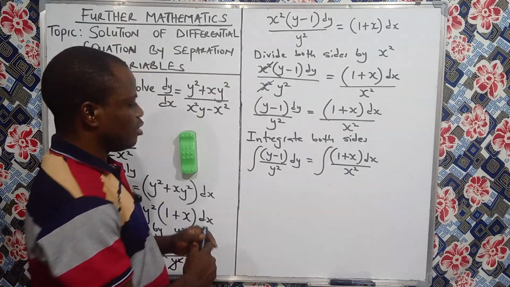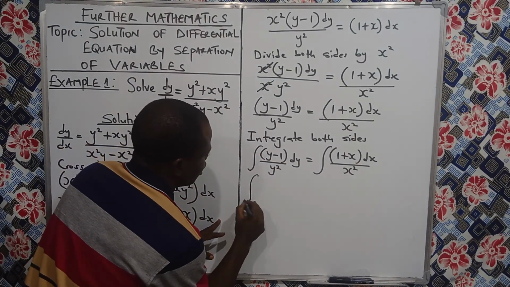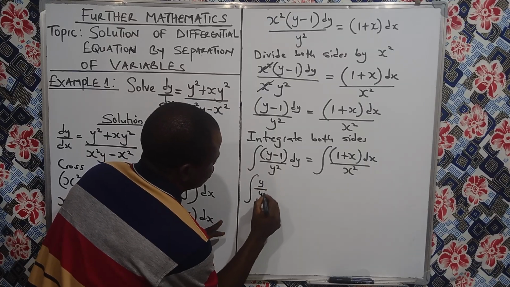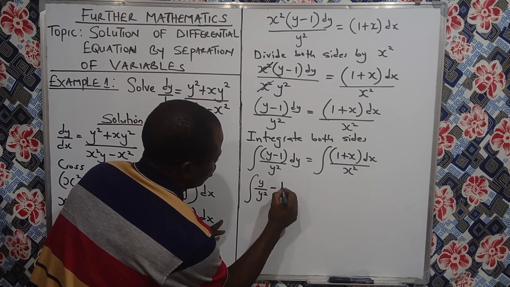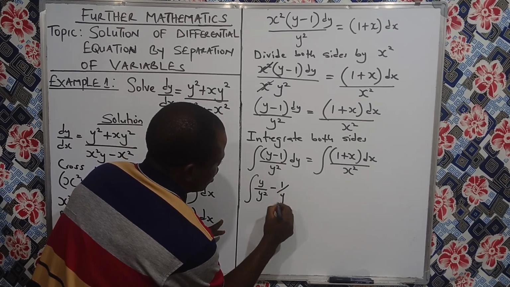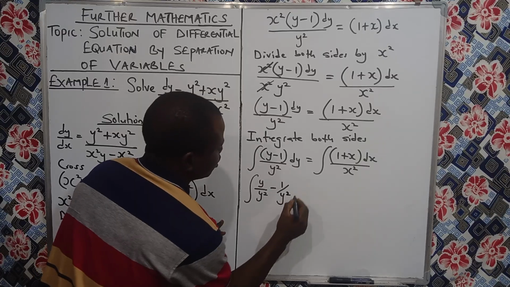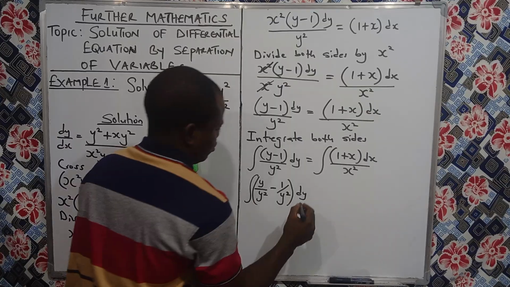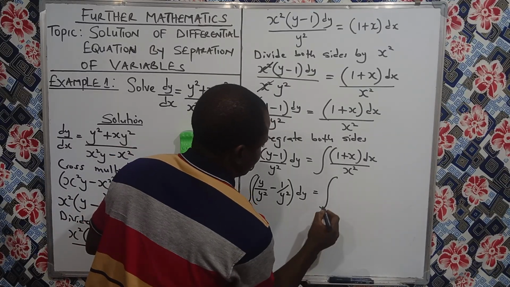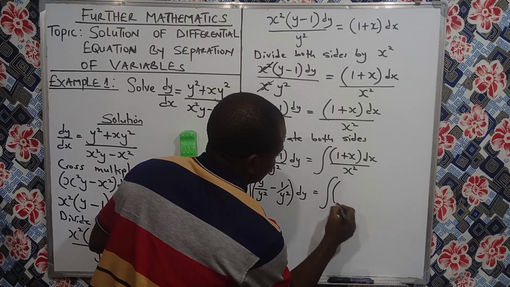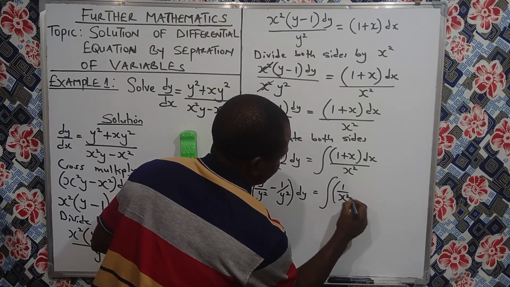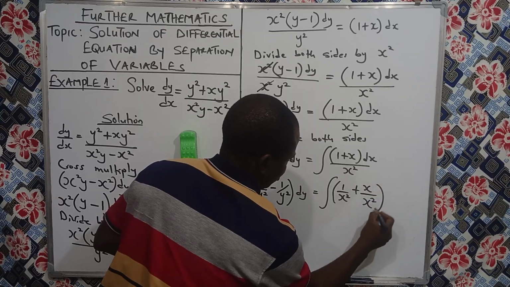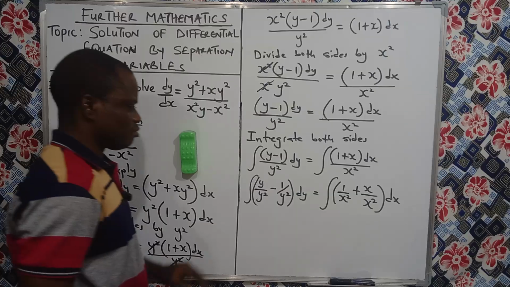We want to separate them now. Integral of y over y squared minus 1 over y squared. We have separated them. Open bracket and close, dy, equals the integral of (1 over x squared plus x over x squared). Close the bracket, dx. Good.